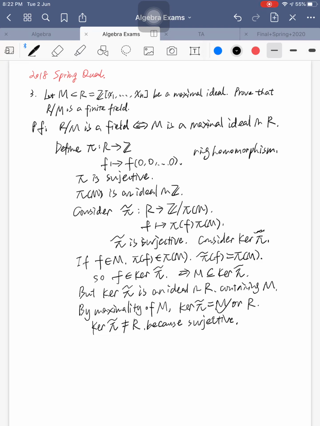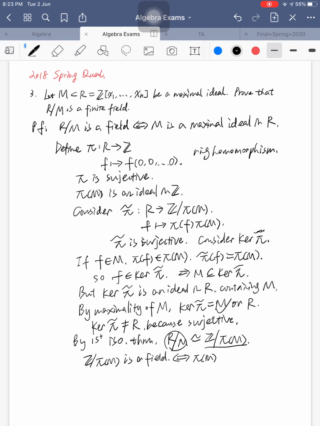Therefore, by the first isomorphism theorem, we have R/M is isomorphic to the codomain Z/pi(M). Notice that R/M is a field. So Z/pi(M) is a field, which means that pi(M) is a maximal ideal in Z.